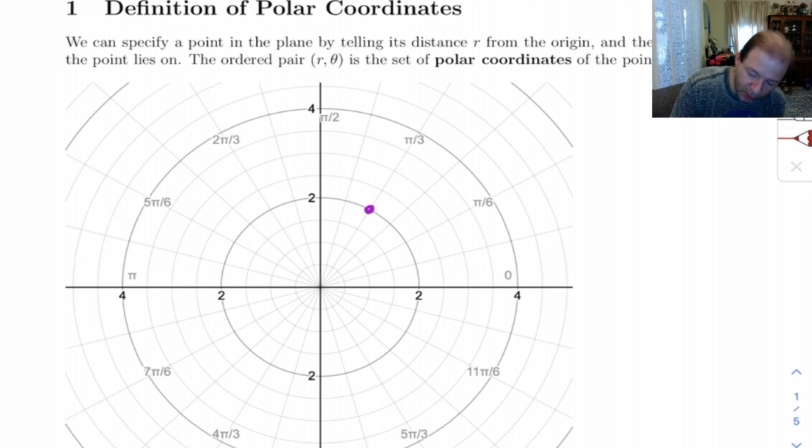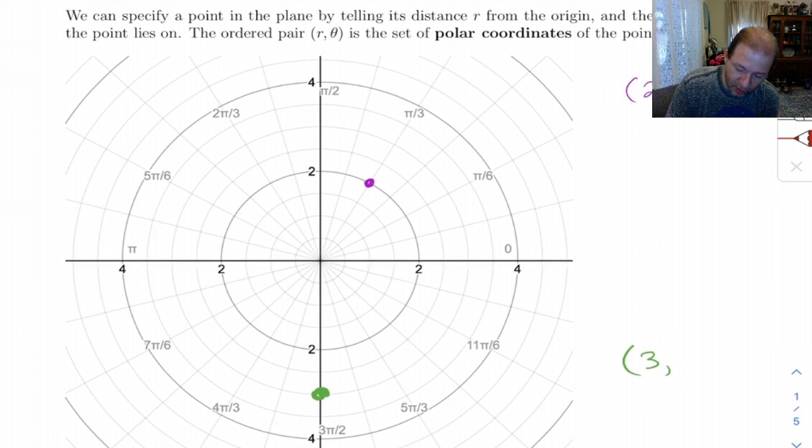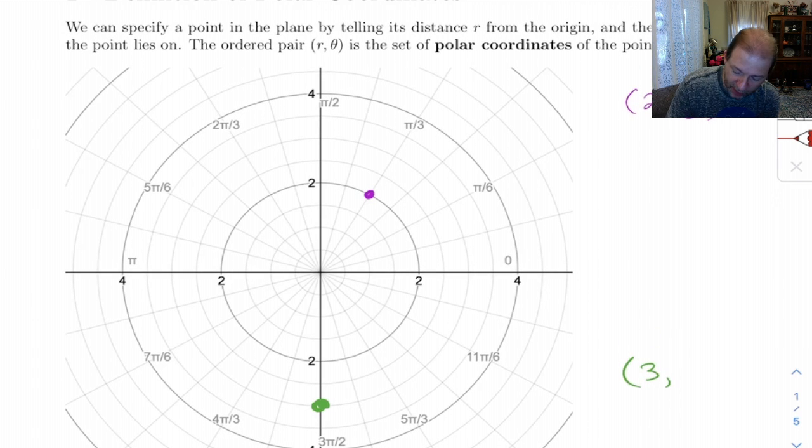So this purple point would have coordinates (2, pi over 3). And just to pick another point, this green point, its radius, or its r, is 3. And it lies on the angle 3 pi over 2.